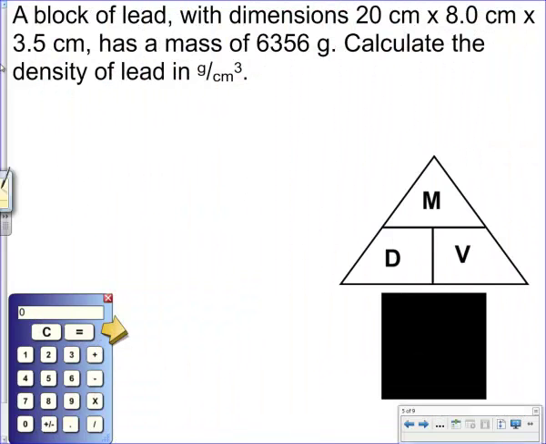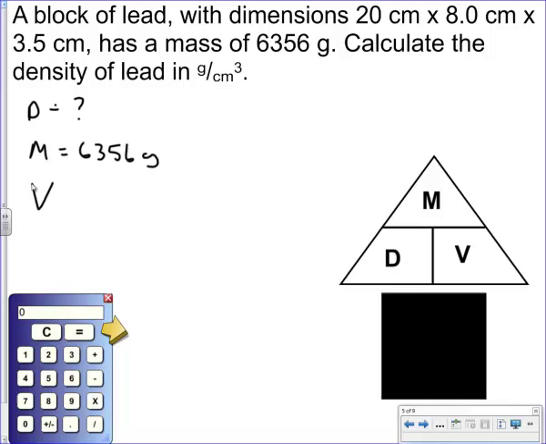When solving any problem, what I do is I read the problem, figure out what I need to calculate and what I'm given. So if I read the problem, a block of lead with dimensions of 20 centimeters by 8 centimeters by 3.5 centimeters has a mass of 6,356 grams. Calculate the density of lead in grams per centimeter cubed. Well, I'm asked to calculate the density, so I'm not given that. That must mean that somewhere in there I know the mass, and the mass was given to me as 6,356 grams.